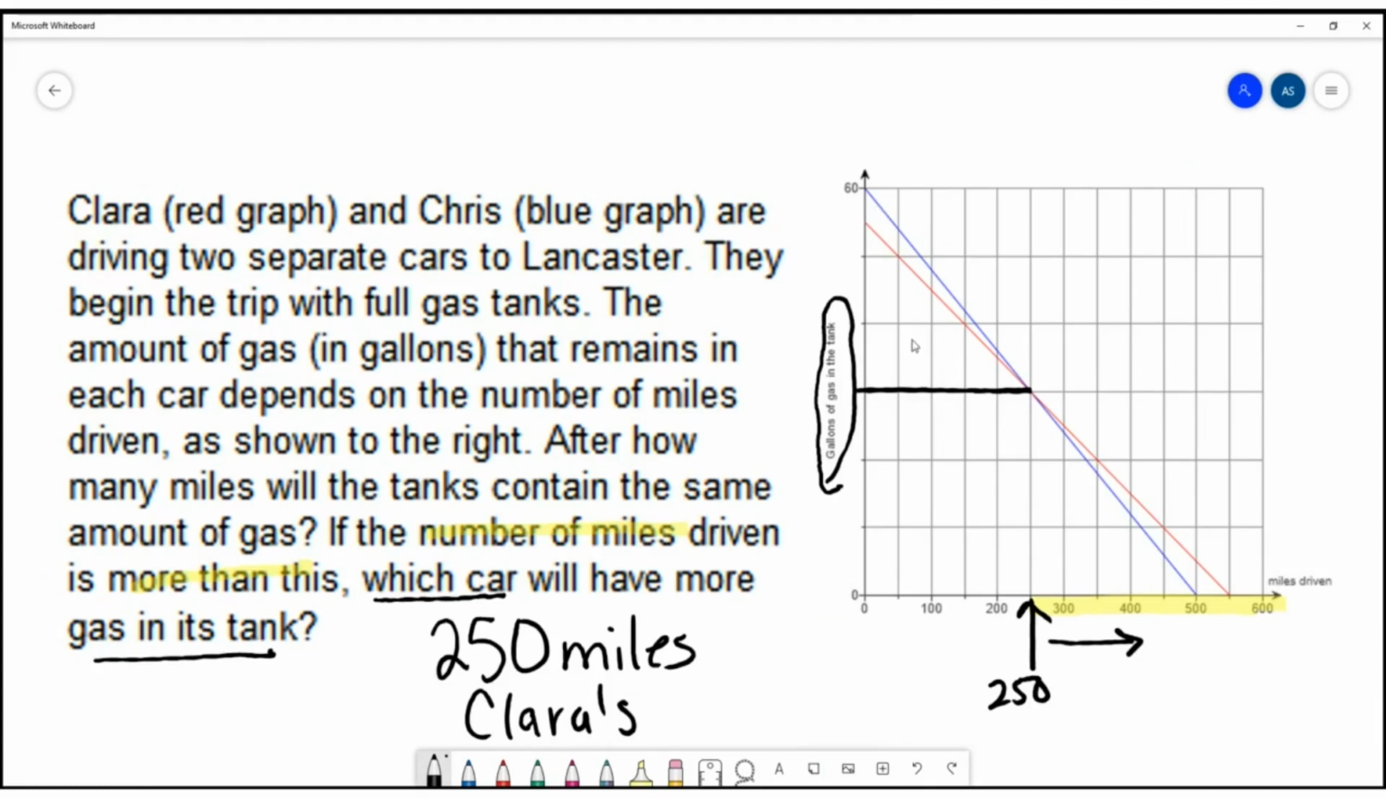Just on a side note, you can see at the beginning of the trip, when they've traveled less miles, the blue graph is on top. And so Chris started off with more gas, but it seems like his car burns fuel faster.